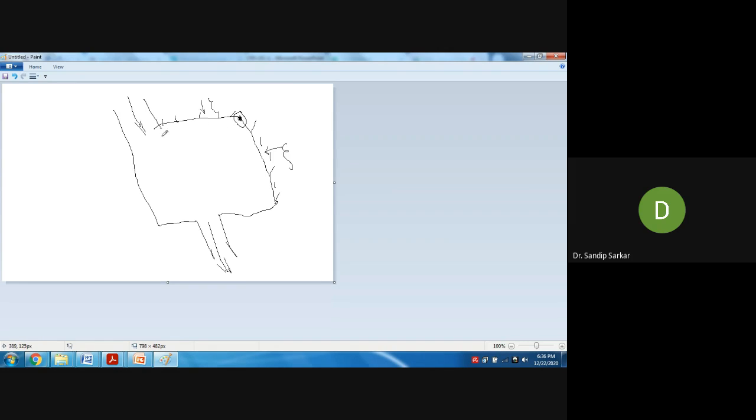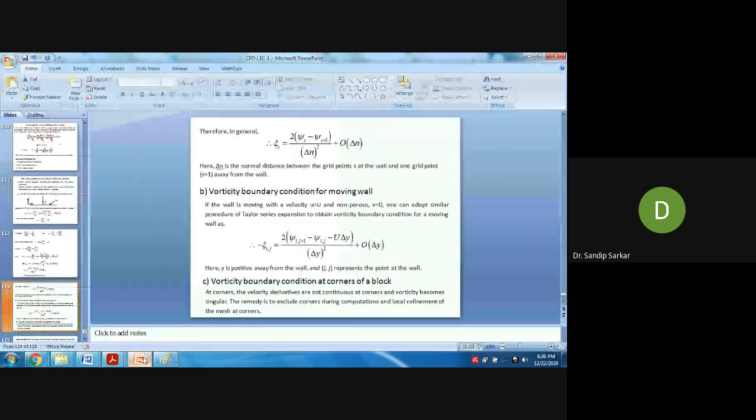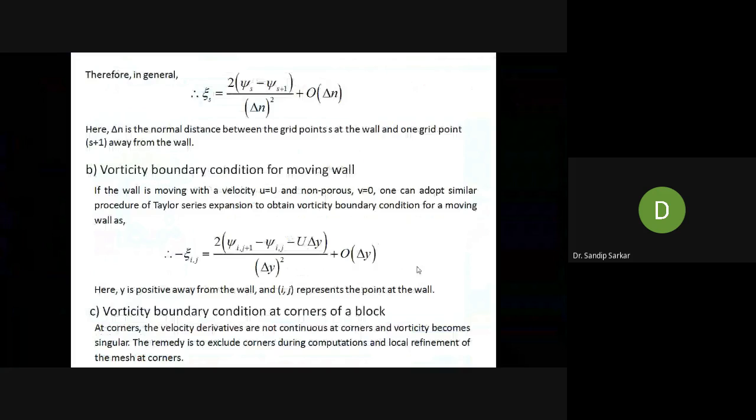So in general, for CFD calculation, we neglect the vorticity boundary condition at the corner, because vorticity does not have any proper boundary condition at the corner. So the vorticity boundary condition at the corner is neglected, and we refine the mesh near the corner. If you can refine the mesh near the corner, we can afford to neglect the boundary condition at the corner and obtain the correct solution of the velocity field inside the domain. Okay, clear?